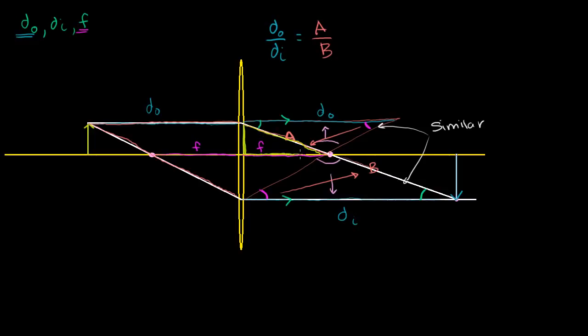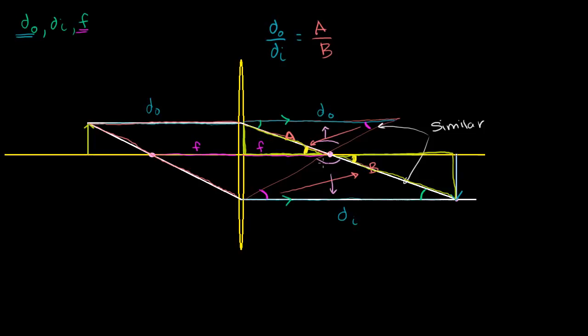Let's look at that in comparison to this triangle that I'm also highlighting in green. Now, the first thing I want to show you is that these are also similar triangles. This angle right over here and this angle are going to be the same. They are opposite angles of intersecting lines. And then we can make a similar argument, alternate interior angles.